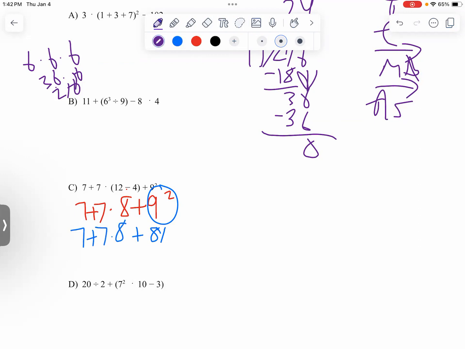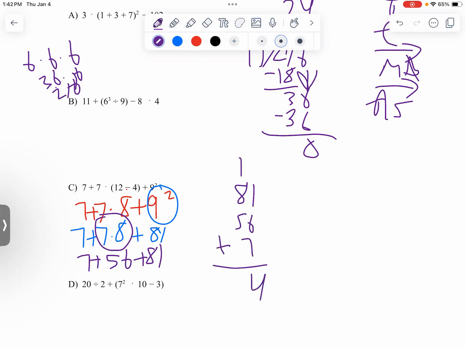Okay, now our next thing is going to be this multiplying. We're still in multiplying stuff. So that's 56. 7 plus 56 plus 81. So that's going to be 81, 56, 7. 7 and 7 is 14. 1 and 8 is 9 and 5 is 14. So 144.